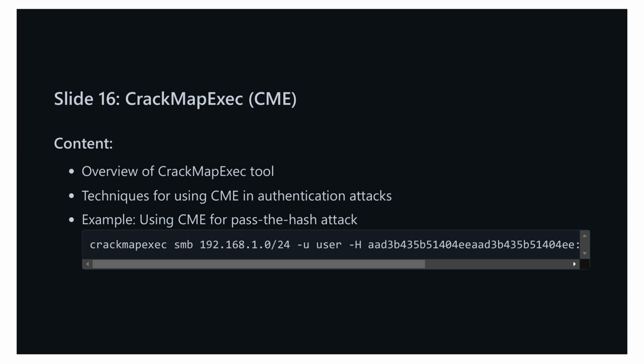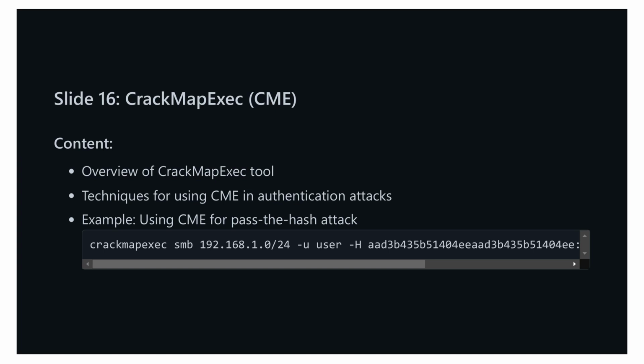192.168.1.0/24 -u user -H AAD3B435B51404EEAAD3B435B51404EE. In this command, you're instructing CME to target the SMB protocol within the specified IP range, 192.168.1.0/24, with the username user and the provided NTLM hash. This allows you to effectively test for vulnerabilities related to NTLM authentication within that network range. We'll see similar tools and techniques in the following slide where we explore Responder.